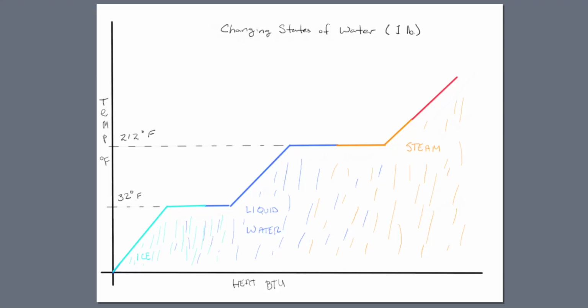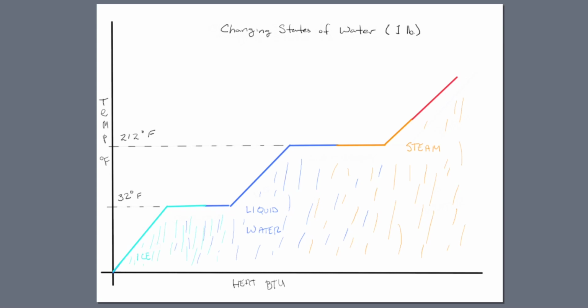Hello everyone. In a couple discussions this week, we're talking about BTUs. Specifically that it takes 1 BTU to heat 1 pound of water 1 degree Fahrenheit. Now that only holds true when you're talking about water between the temperatures of 32 and 212 degrees Fahrenheit. Outside that range, the formula is a little different.